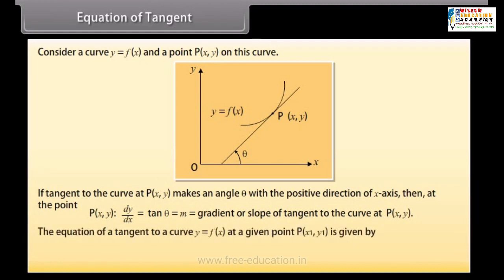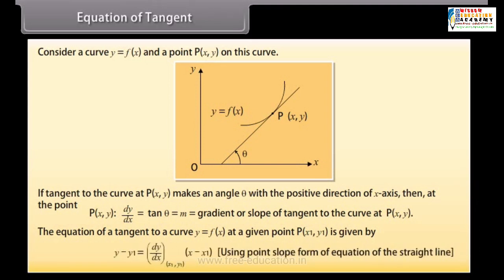The equation of a tangent to a curve y is equal to f of x at a given point P(x1, y1) is given by y minus y1 is equal to dy by dx at (x1, y1) into x minus x1, using the point slope form of the equation of the straight line.